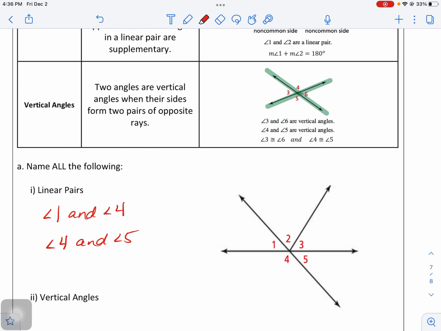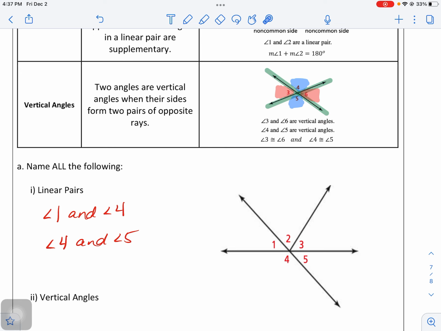Vertical angles are across from each other. So this angle, angle 3, and angle 6 are vertical because they are across from each other. They are also congruent. They are the same measure. Same thing up here. Angle 4 and angle 5, those are vertical angles because they're across from each other. See, they're right across from each other. And they are also congruent.